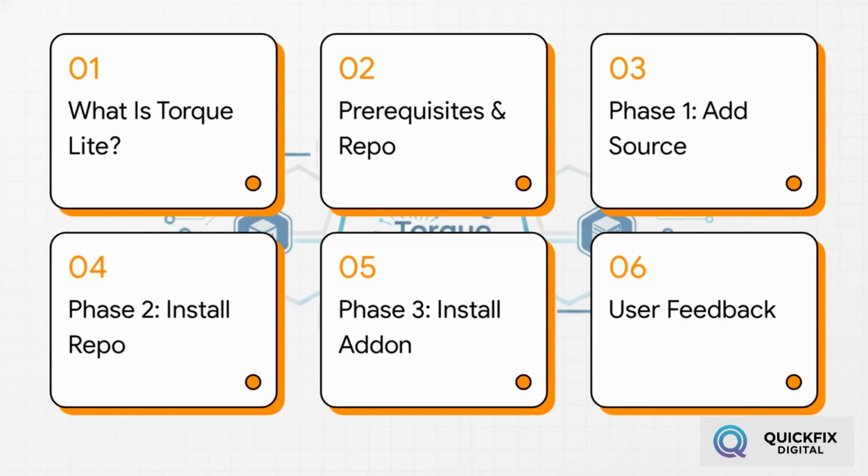Okay, let's dive into this. Installing a Kodi add-on from scratch takes exactly 19 steps. Now, to make this incredibly easy to follow, we're going to logically chunk those steps into 3 distinct operational phases. We'll start by looking at what Torque Lite actually is, go over the prerequisites, walk through phase 1, 2, and 3, and then wrap the whole thing up with some real-world community feedback.